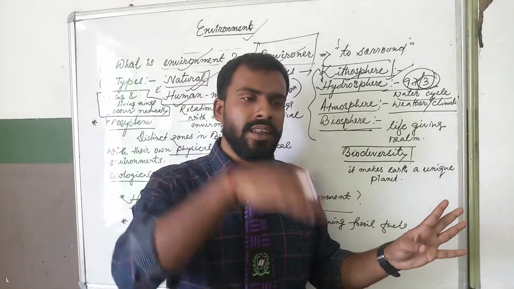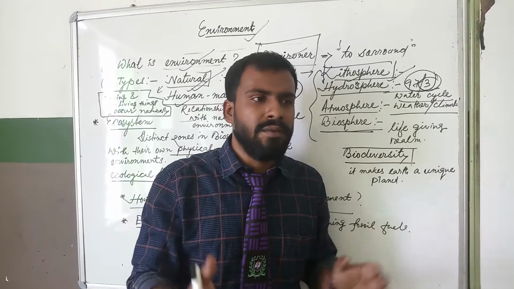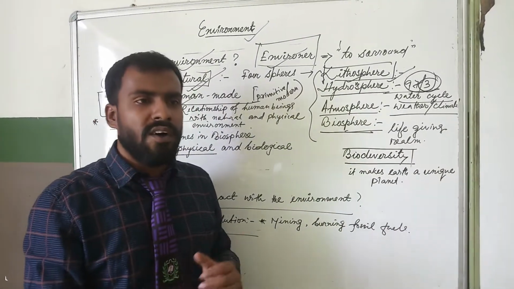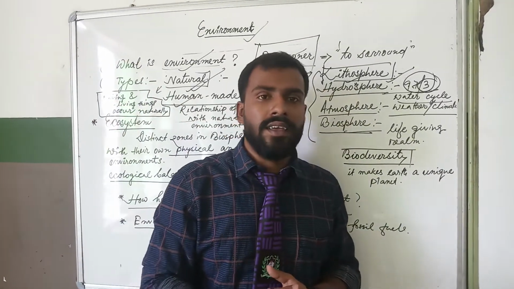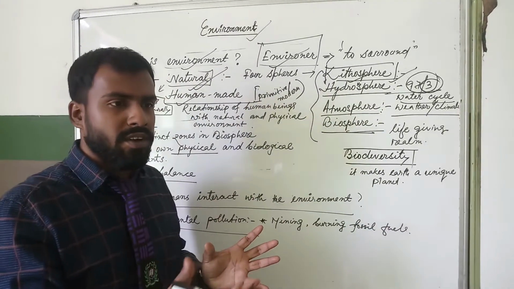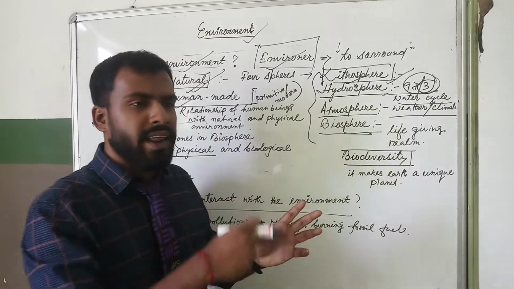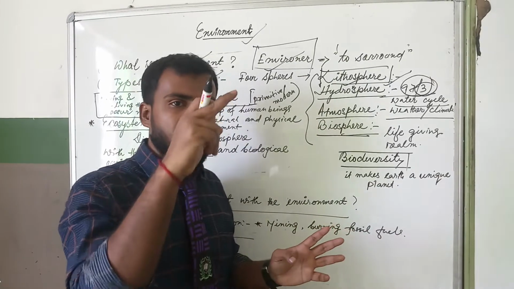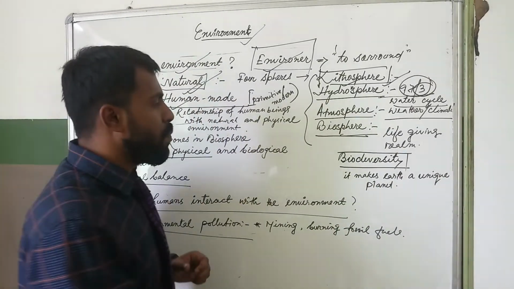When water comes back to earth in several forms, like rainfall, snowfall, hailstone. In this way it comes down to earth and maintains the whole cycle. This is called the water cycle.